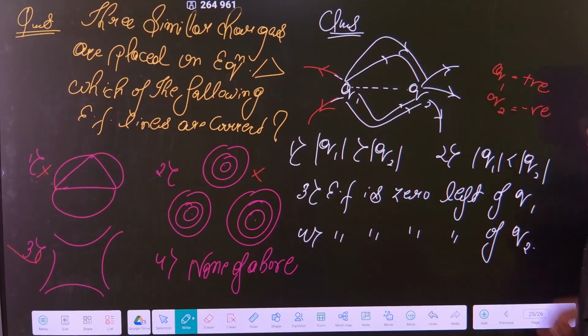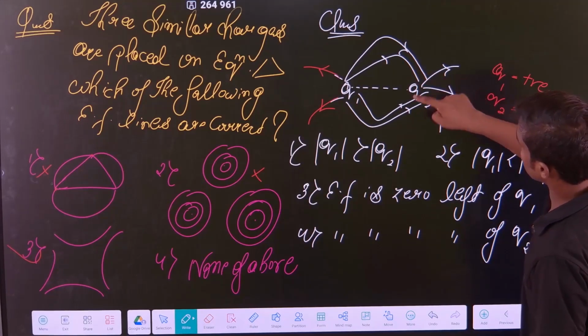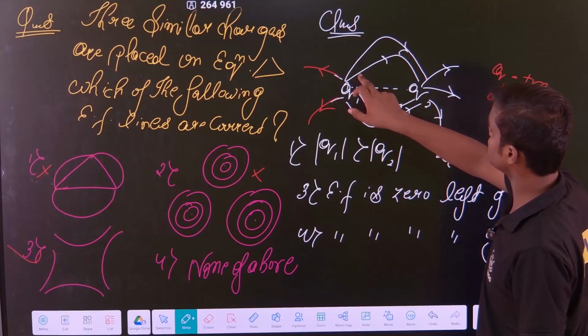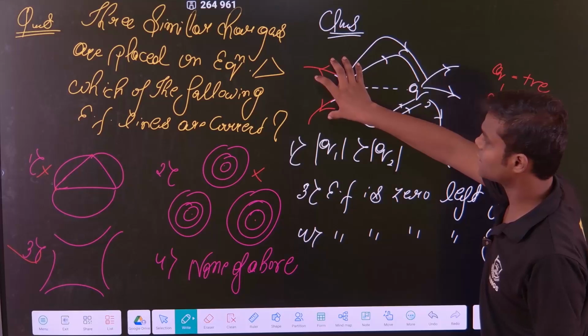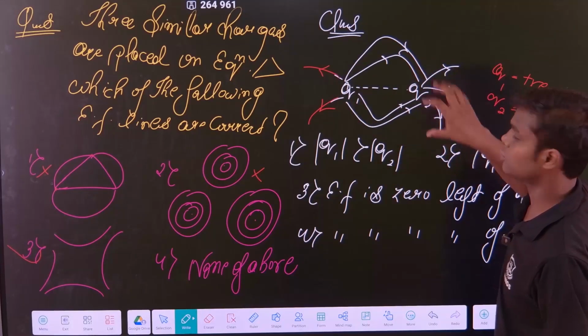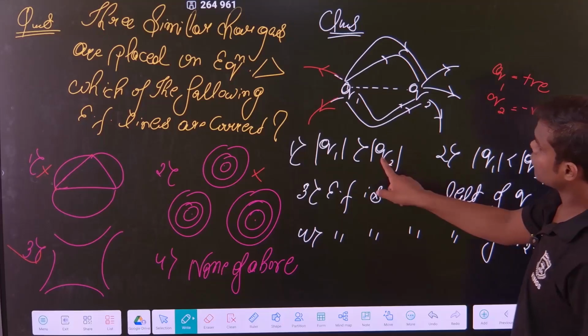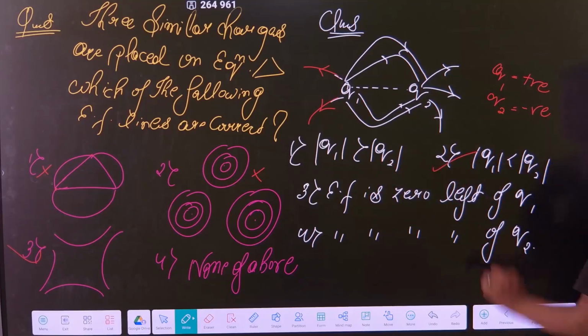Now you can see here 1, 2, 3, 4, 5, 6, 7. 1, 2, 3, 4, 5, 6. 1, 2, 3, 4, 5, 6. Only 6 lines are there. Here we have 7 lines. So from here we can say my Q2 will be greater than Q1. So Q2 magnitude will be greater than Q1. So the second option will be correct.